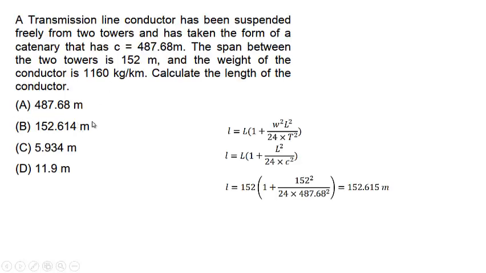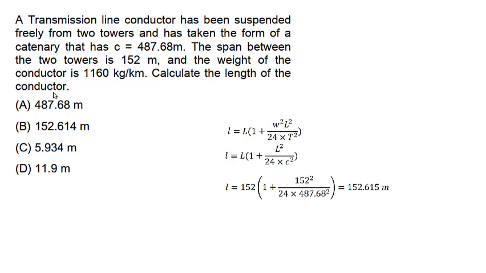So this is regarding the sag. A transmission line conductor has been suspended freely from the two towers and has taken the form of a catenary, and the C is equal to 487.68 meters. The span between the two towers is 152 meters, and the weight of the conductor is given. Calculate the length of the conductor. Total length you have to calculate.